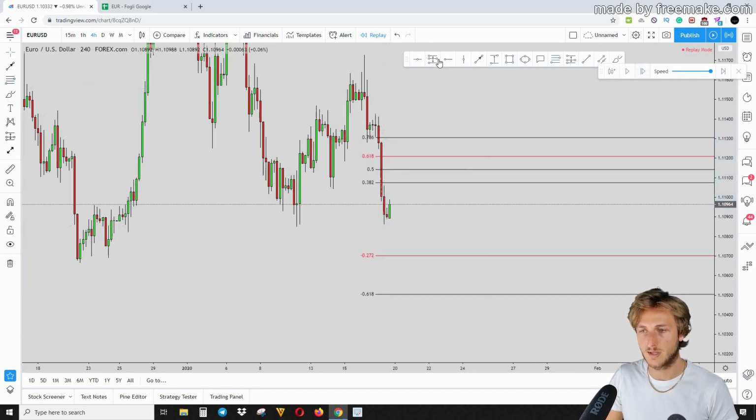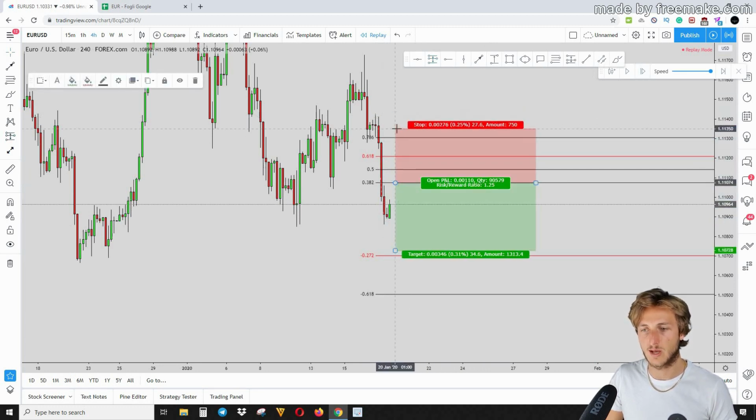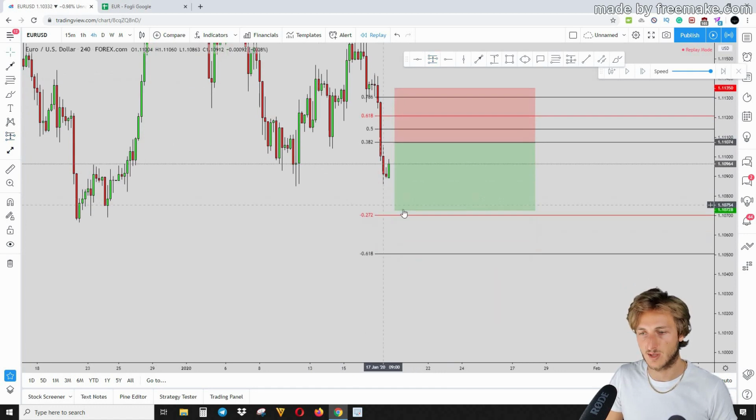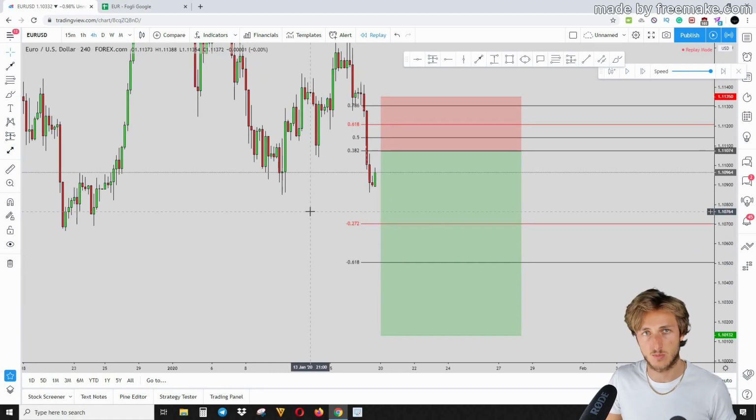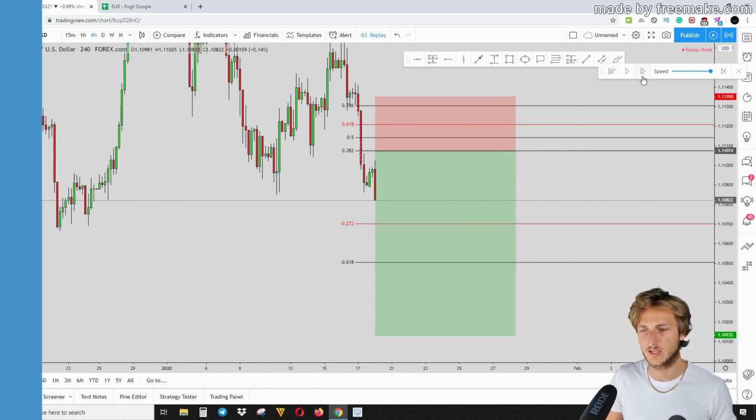Perfect. So we will be taking our short positions at exactly 382, and as we said, the stop loss will be above the 78.6, and we don't have a take profit. We just let the trades run and trail our stop loss. So let's see if we actually get triggered.